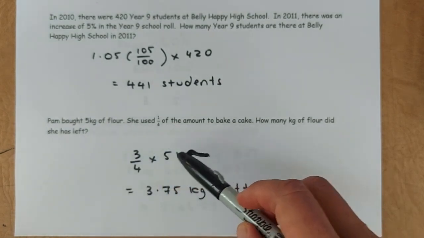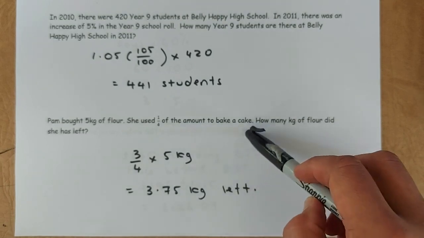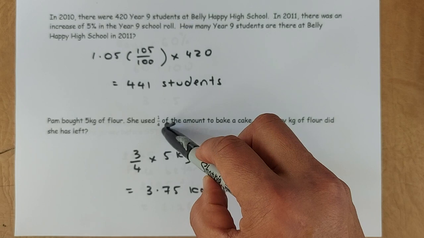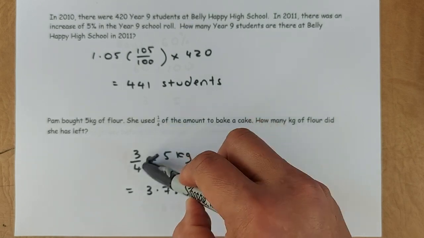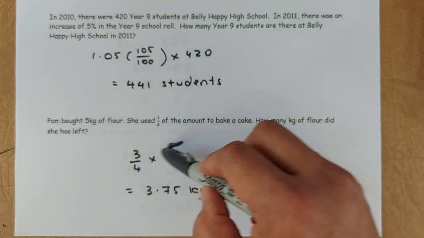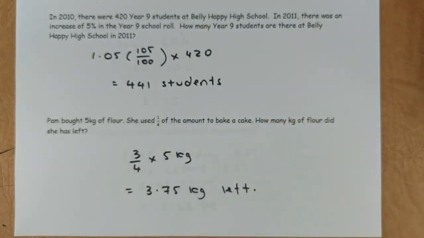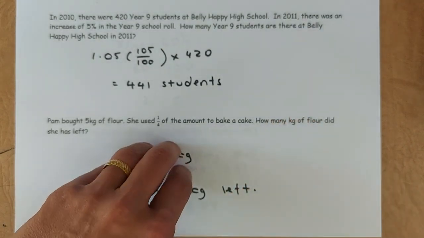Okay, next one. Pam bought 5 kg of flour. She used 1 quarter to bake a cake. How many kg did she have left? So if she used 1 quarter, she is left with 3 quarters. So 3 quarters of 5 kg. Put in your calculator, 3 quarters times 5 kg is 3.75 kg left.